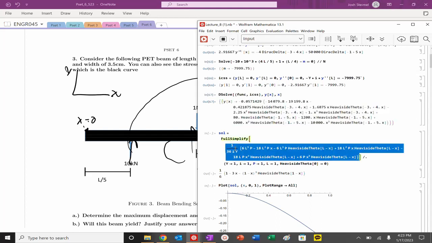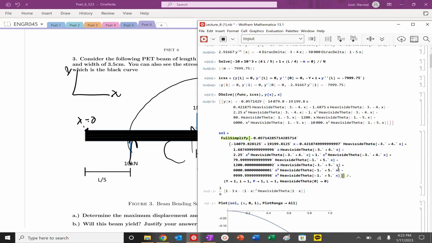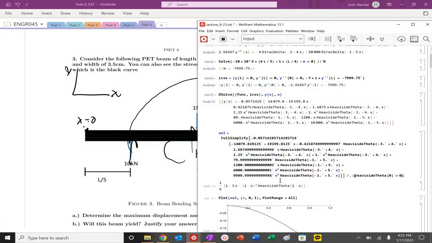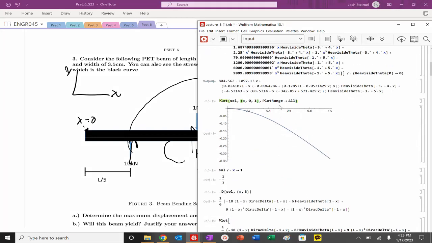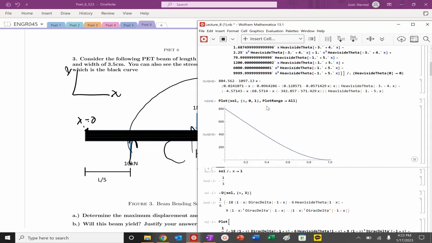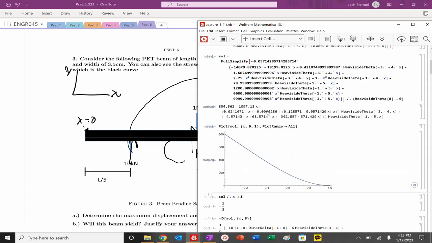Let's get it over here. Let's set Heaviside theta goes to 0. That's a good value here. And then, all right, so that's our solution. And so actually what we see here, something was a little bit off.